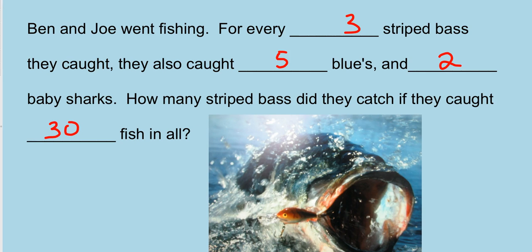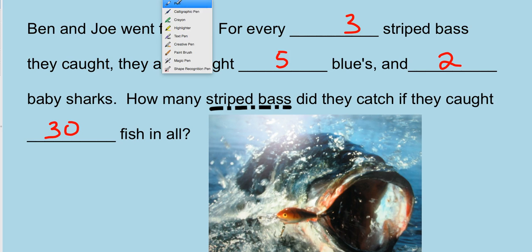Excellent. So let's read this through. So Ben and Joe, 3 striped bass, 5 bluefish, and 2 baby sharks. Good day of fishing. Alright, so they caught 30 fish in all, and they want to know how many striped bass they caught from these 30 fish.